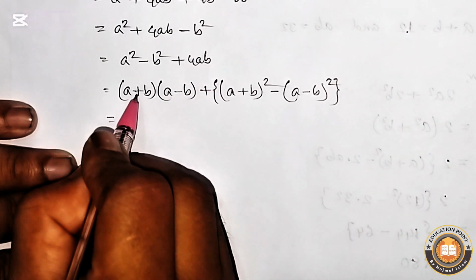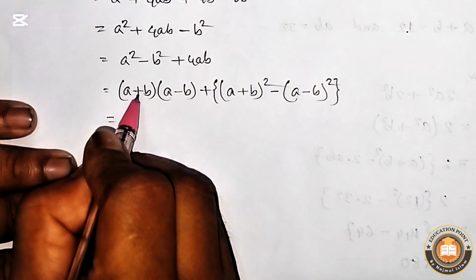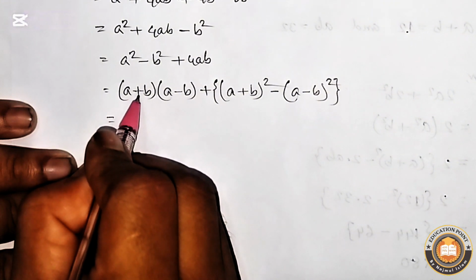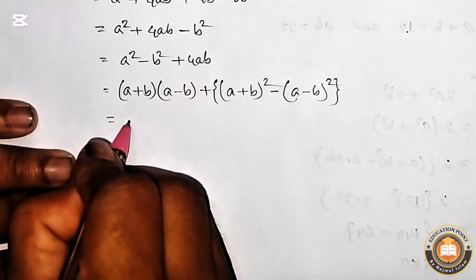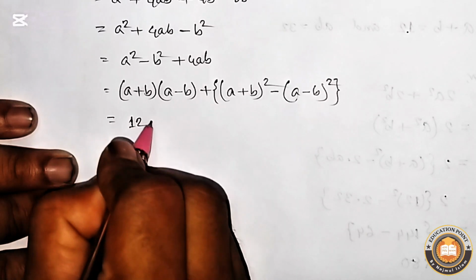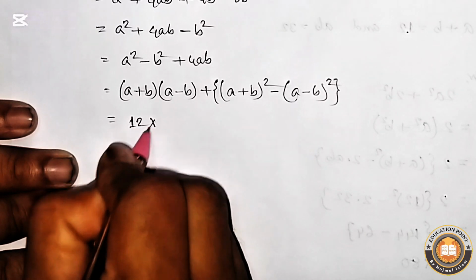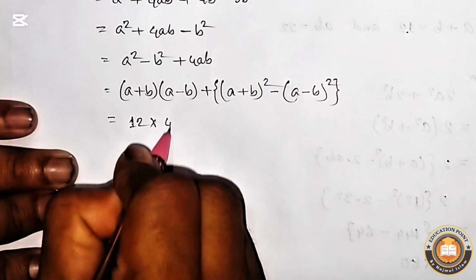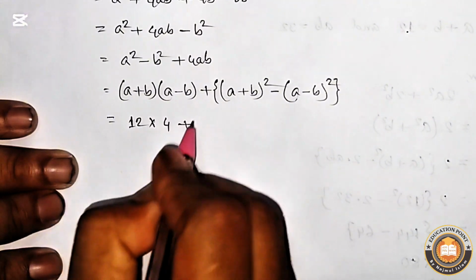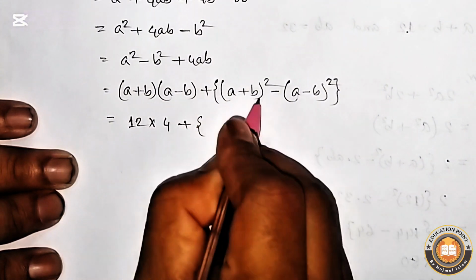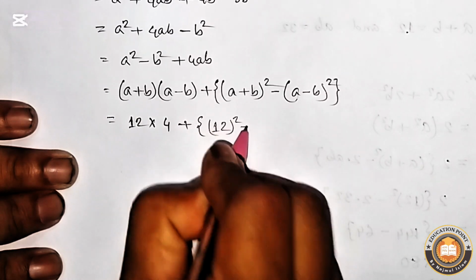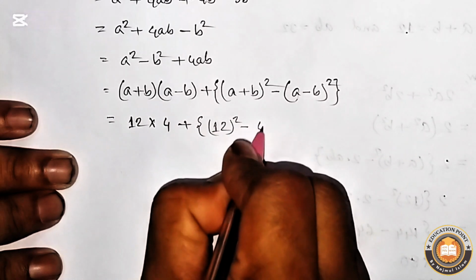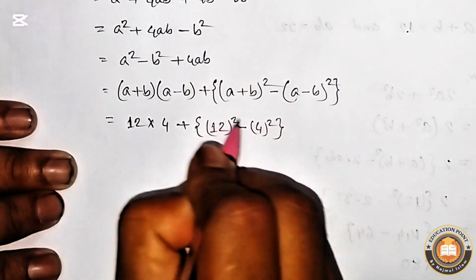Now putting the values of a + b and a - b here. Value of a + b equals 12, into value of a - b equals 4, plus value of a + b equals 12 whole square, then minus value of a - b equals 4 whole square.